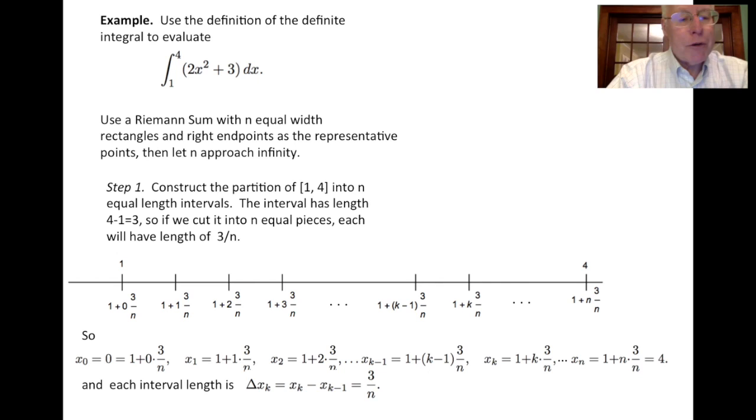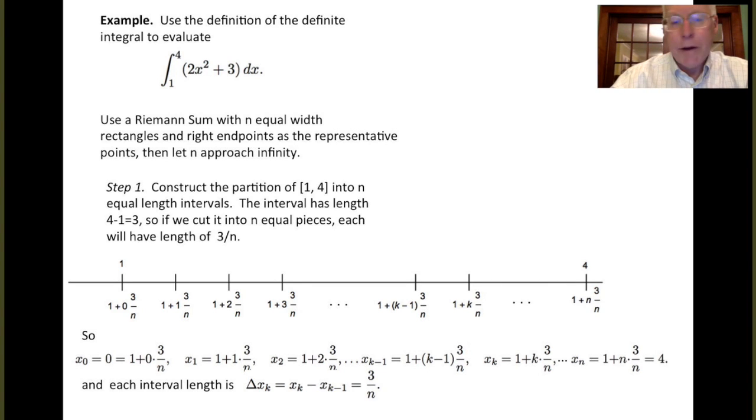So here's what the picture of this might look like. There's a lot of writing here, but you really have to understand what these partition points look like if you're going to continue with the function. Here is the 1, the left endpoint, and so our x0, the first number in our partition, is going to be this left endpoint. Now, we've written this in kind of a funny way. We'll see why we want to write 1 as 1 plus 0 times 3 over n in just a moment.